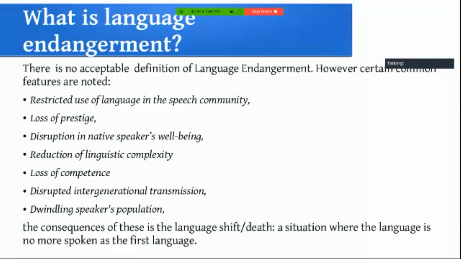Now, the loss of prestige is a phenomenon, or rather it's a cause. But what you measure when you want to measure loss of prestige is attitudes. So you talk of language attitudes and you try to measure whether the native speakers have a positive or a negative attitude towards the language. If they have a negative attitude towards the language, it is because the language has lost its prestige.